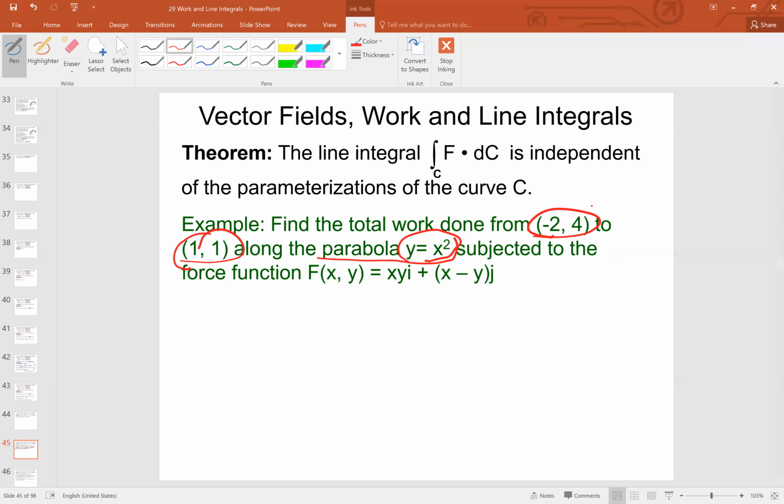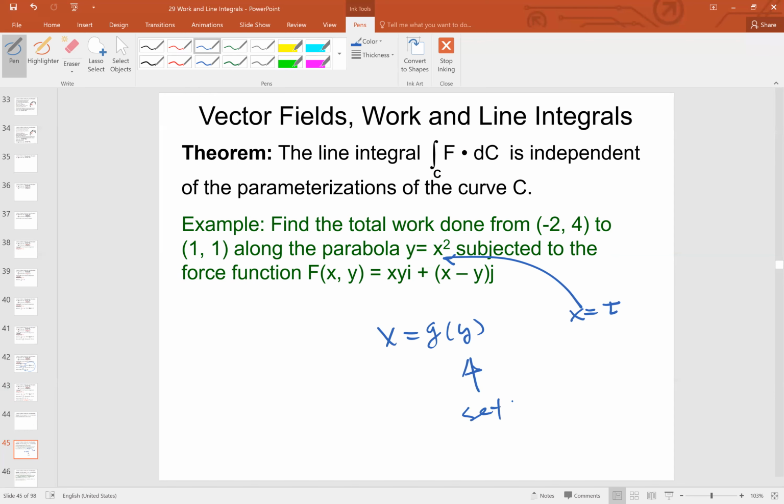So the standard parameterization of a curve like that is to set x to be t. If the formula is the other way around, x equals g of y, then you set y to be t. It doesn't matter which is which. It's easy if one is a function of the other, and harder if it is not. In this case, it's easy. Since it's a function, we're just going to set x to be t.